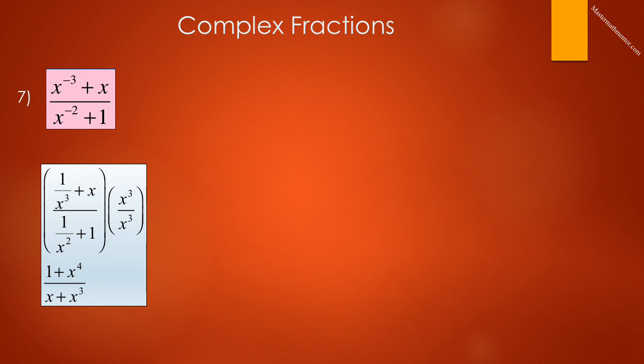In number 7, we have x to the negative third plus x all over x to the negative second plus 1. We write these as complex fractions, 1 over x to the third plus x all over 1 over x squared plus 1. We then multiply out by the LCD, which is x to the third over x to the third, and we end up getting 1 plus x to the fourth over x plus x to the third.